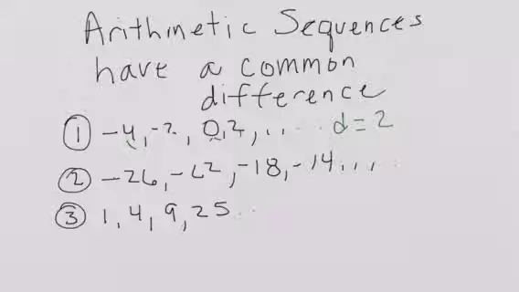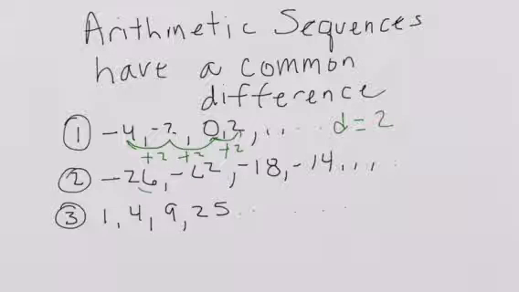So the first thing that we're going to do is look at the terms. We're going to go from -4 to -2. That's a positive 2. From -2 to 0 is a positive 2. From 0 to 2 is a positive 2. If the common difference is the same for all terms, then it's an arithmetic sequence. Let's look at the next one.